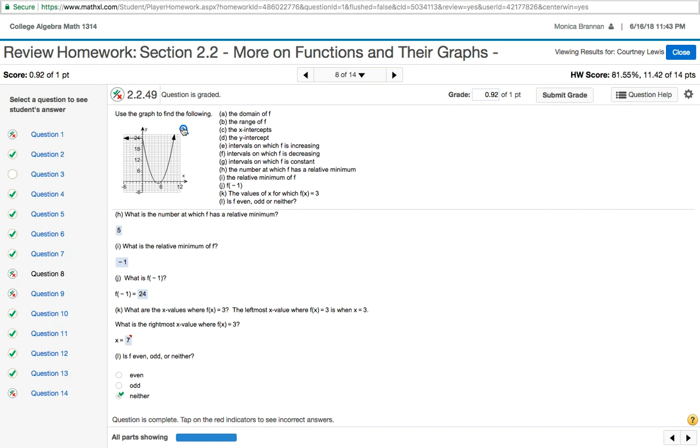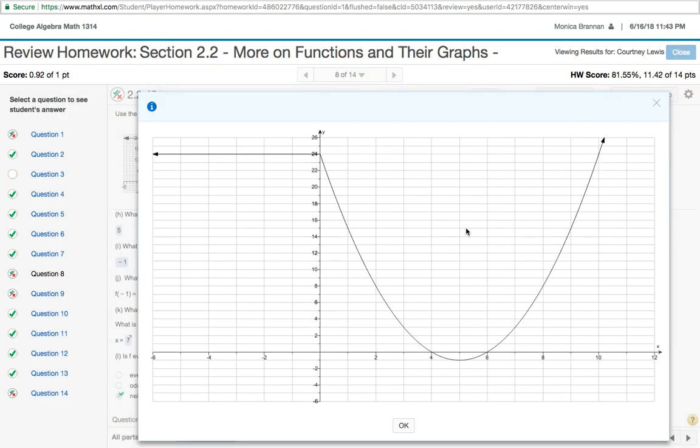So let's look here, because remember f of x is just y. So I'm going to go when y is 3. Well, here's 3 right here. It said the rightmost value. Well, I hit the graph right here when x is 3, but that's not the one I'm looking for, because it said the rightmost value. So I go over, y is 3 again when x is 7.